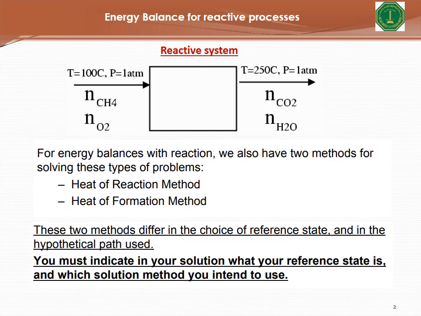In both these methods, heat of reaction and heat of formation, you will choose a different reference state and a different hypothetical process path. When you solve a problem, you must indicate in your solution what your reference state is and which solution method you intend to use. We mostly decide which method to use by convenience and by knowing what data is given in the problem. When we solve more problems, we will become wise enough to choose the appropriate technique.